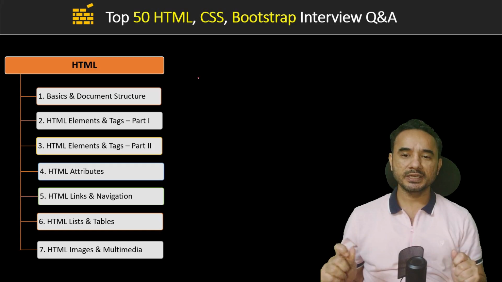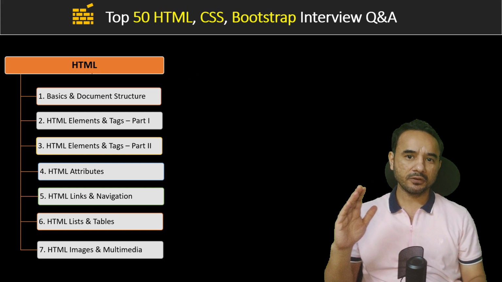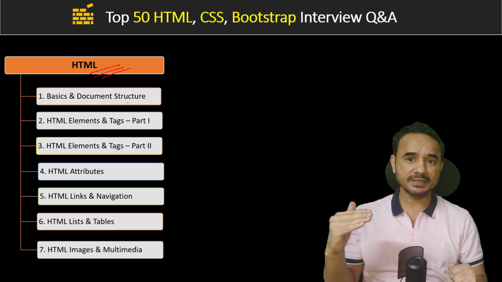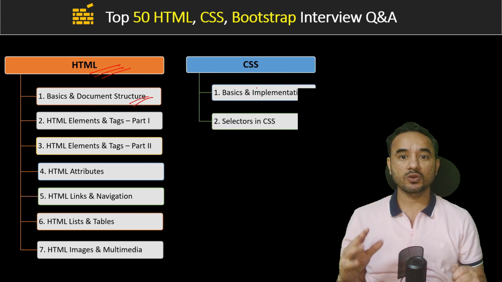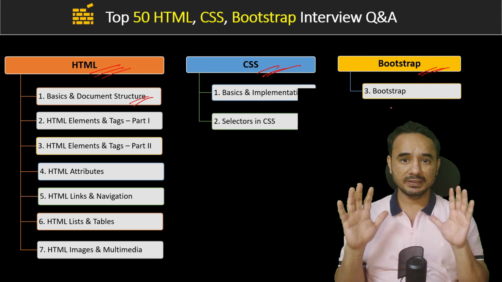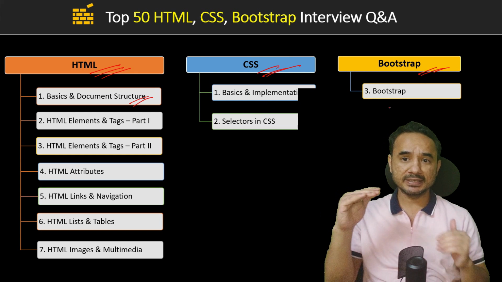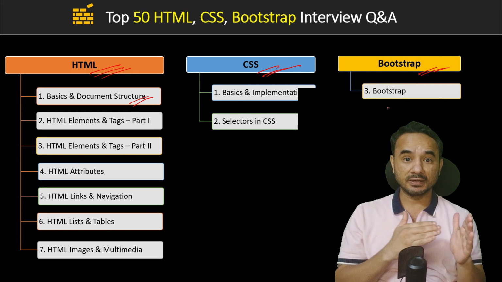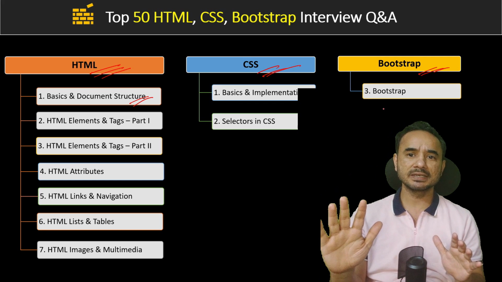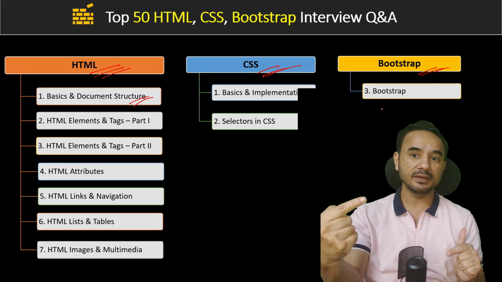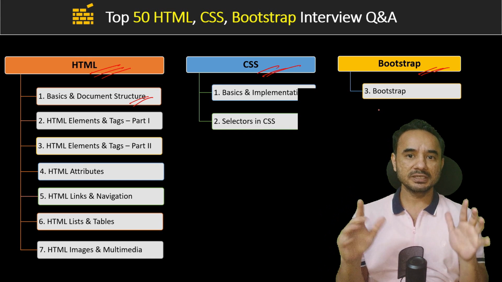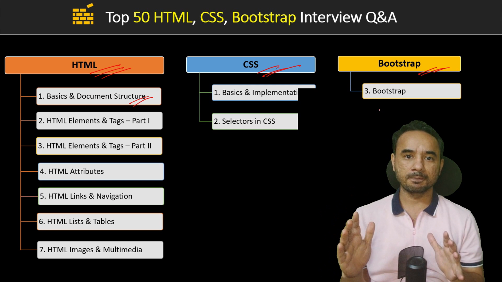Now let me show you the structure of this course. Here the first 7 topics are from HTML starting from the basics, then there are 2 topics from CSS and the last topic is Bootstrap. Total 10 topics of questions covered in a step by step manner in learning sequence. This course is primarily for experienced students, but even if you are a beginner you can easily understand all the questions. Now let me quickly show you a sample question.